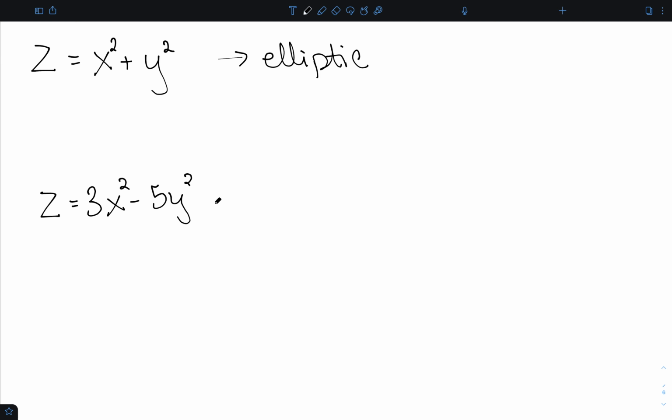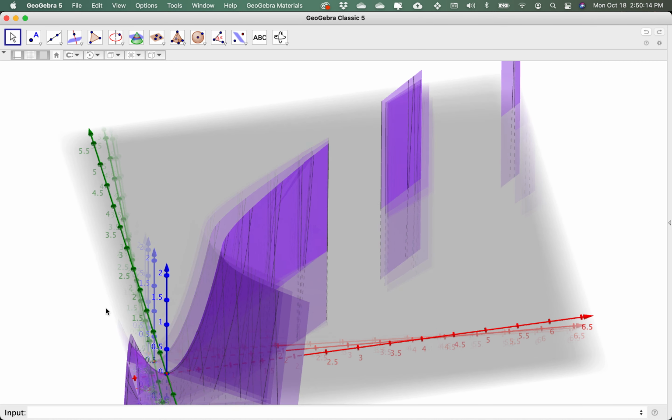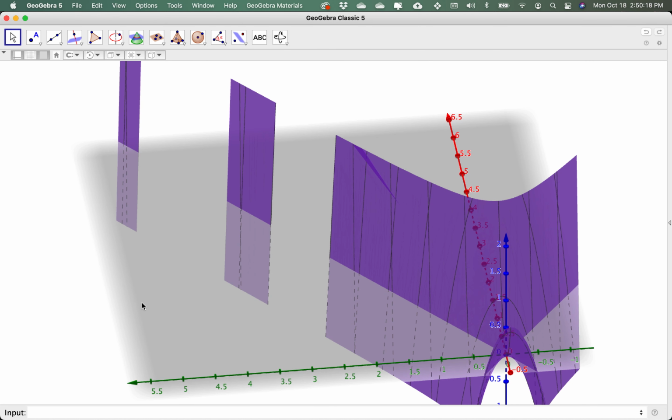On the other hand, let's consider z equal to 3x squared minus 5y squared. The fact that my x and y are different signs means this is going to be a hyperbolic paraboloid. And here's the graph of this function. We can see this saddle point happening where it kind of looks like a saddle at the point 0, 0. And this is what's causing it to be a hyperbolic paraboloid.